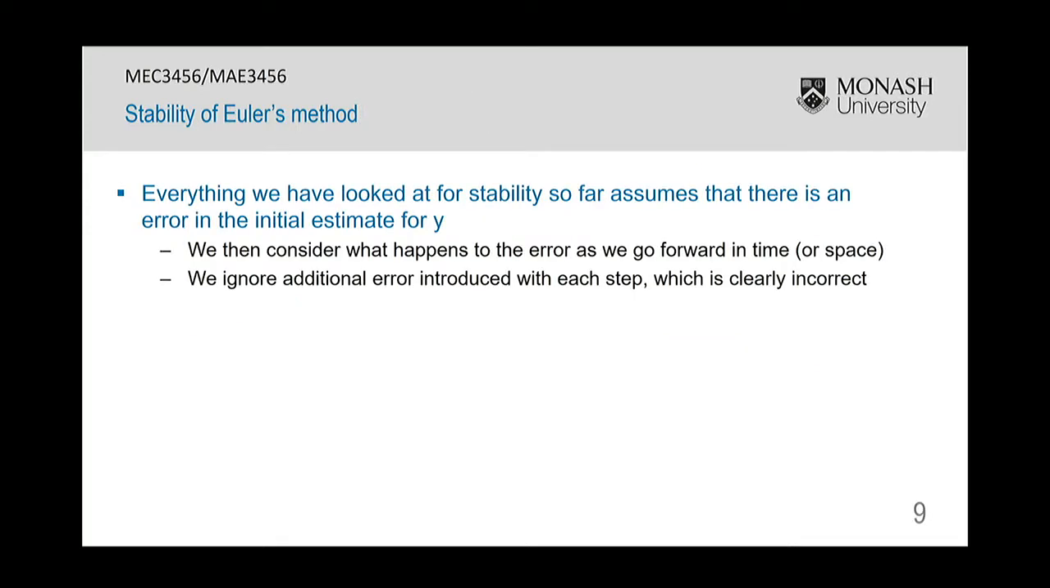So everything that we've looked at so far assumes there is an error in the initial estimate for y. We then go ahead and consider what happens to the error as we go forward in time, or in space if we're integrating in space. And we ignore the additional error that's introduced with each step. This is clearly incorrect, but it doesn't really make much difference for stability.